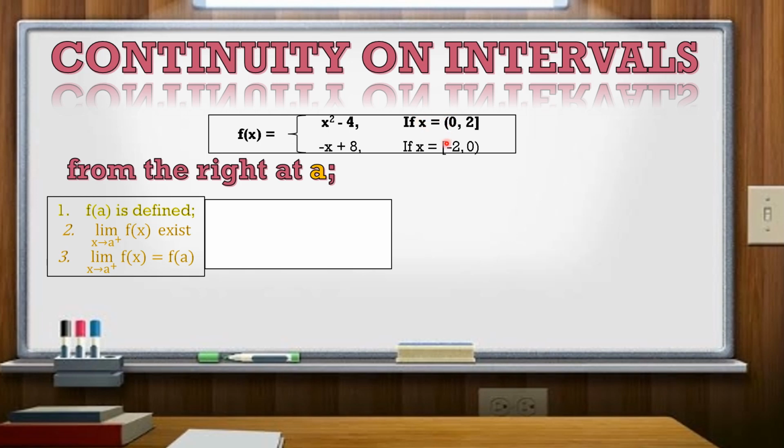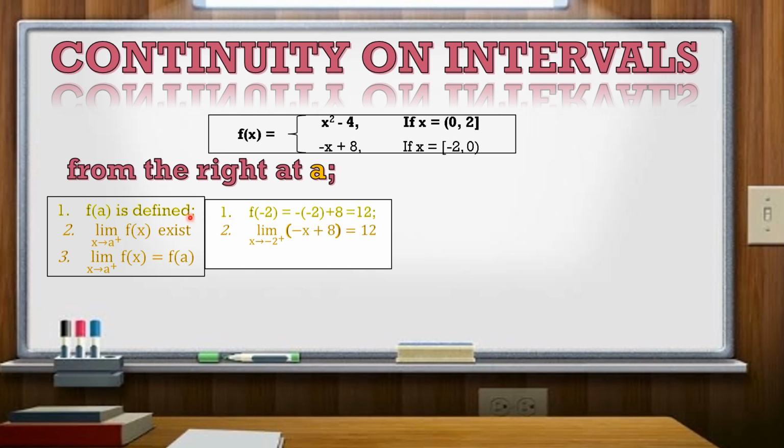So, para makuha yung continuity ng ating function from the right at a, we will use this function, negative x plus 8, since interval is at negative 2, 0. So, kasama yung negative 2 dito. So, this will be your a. So, para makuha yan, substitute lahat ng a magiging negative 2. We have f of negative 2. Again, this is the function na gagamitin. Substitution, and the answer is 12. And 12 is defined.